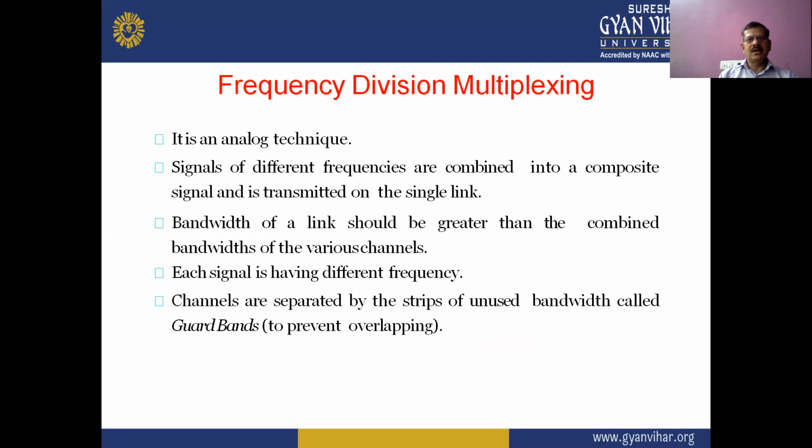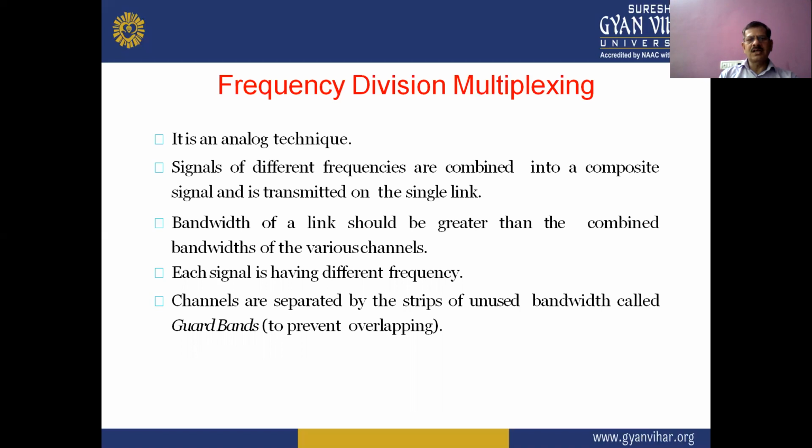So what is frequency division multiplexing, FDM? It is an analog technique. Signals of different frequencies are combined into a composite signal and transmitted on a single link. The bandwidth of a link should be greater than the combined bandwidth of the various channels, and each signal has a different frequency in FDM multiplexing systems.